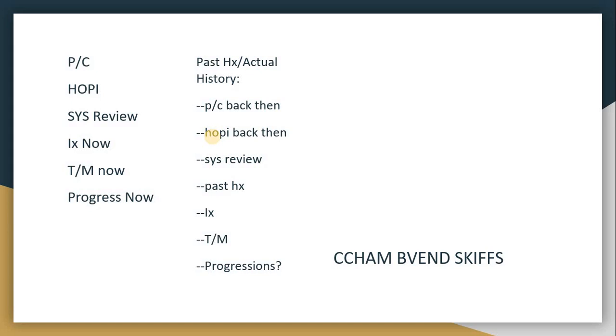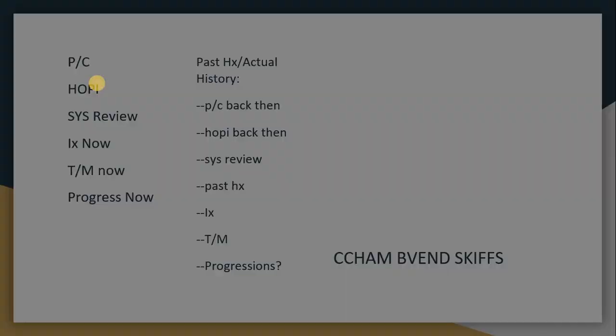This is here a recap. We started off with biodata, then presenting complaint, HOPI, systemic review, investigations now, treatment now, progress now. Past history, or the actual history of a chronic case: the presenting complaint back then, HOPI back then, systemic review and past history back then, investigations back then, treatment back then, and the progress back then. Next we moved on to CHAM, VIVENT, and SCIFs, which stand for compliance, complications, hospitalizations, activities of daily living, monitoring, birth history, vaccination history, exercise or physiotherapy, nutritional history, developmental history, screening, knowledge, impact, family history, follow-up, and socio-economic status.